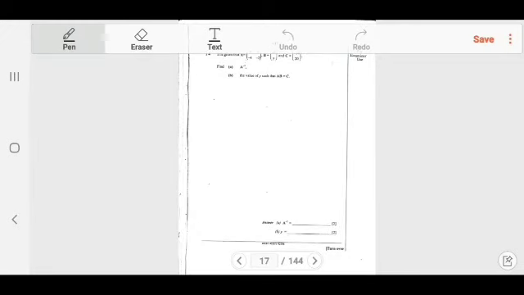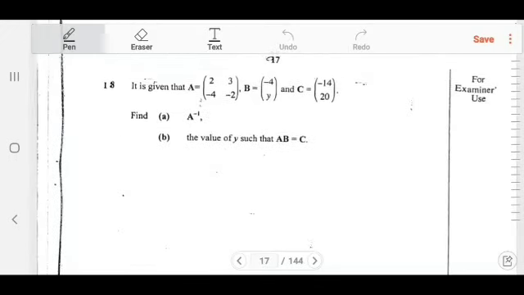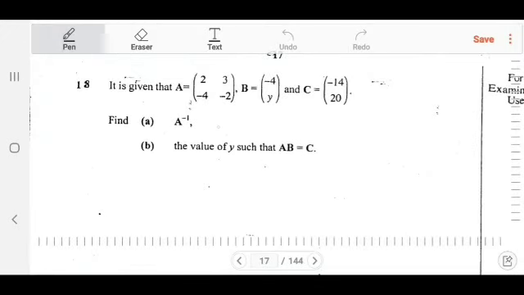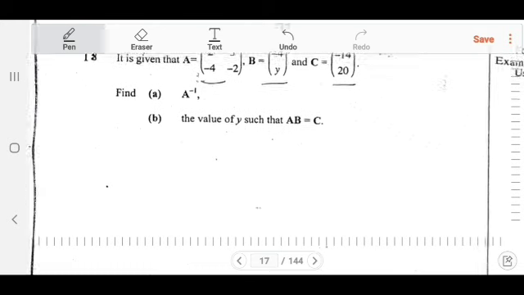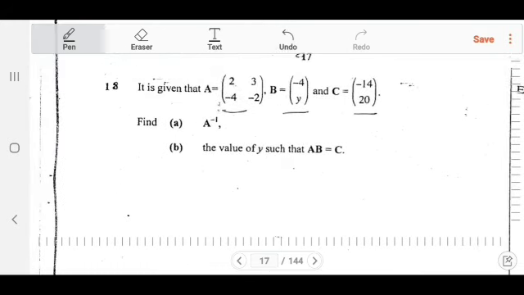Okay, then moving on to number 18. Given that A is this, B is this, and C is this, find the inverse of A. Simply cross multiply this one, we get -4 minus this one, which is -12. So it's now plus 12. So our determinant for A equals what?